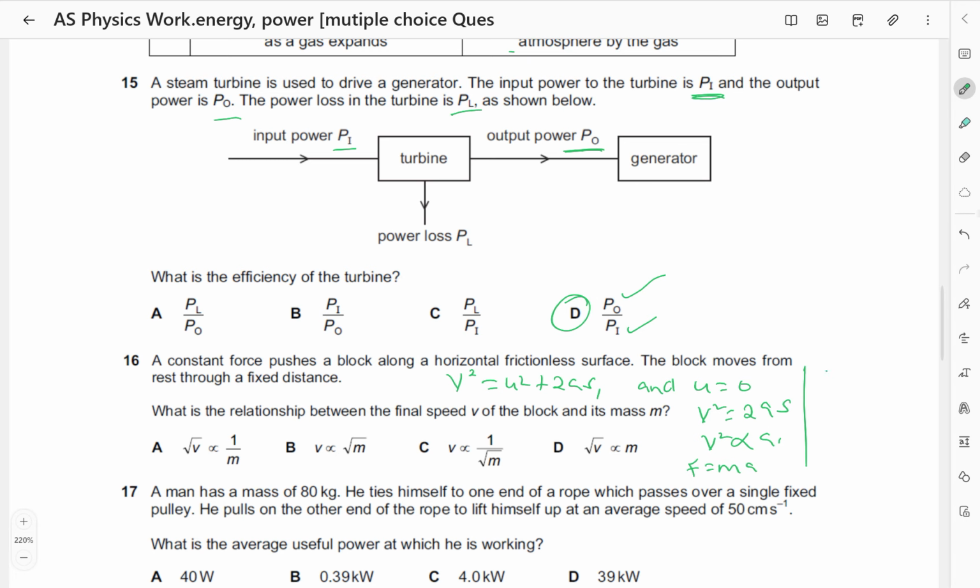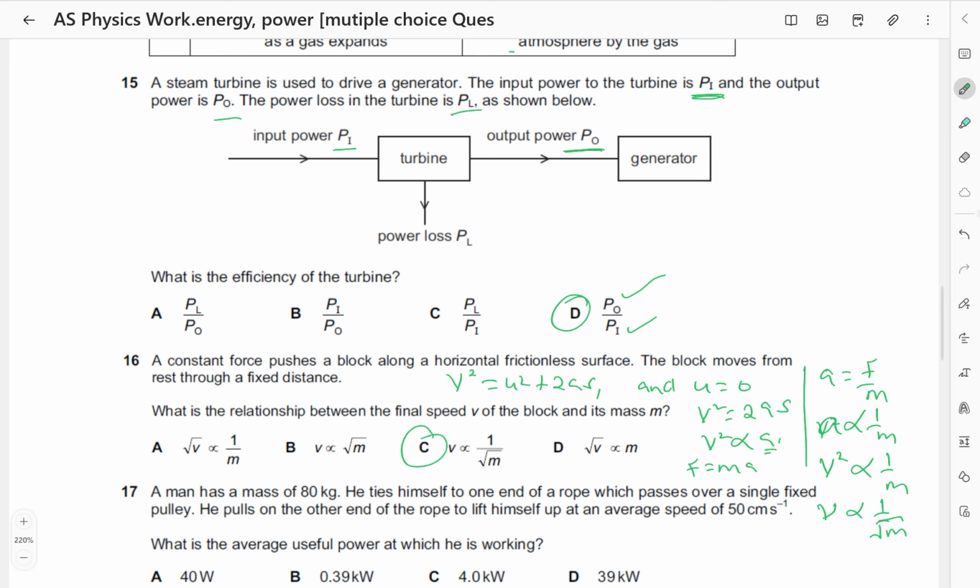It means acceleration is equal to force over m, so acceleration is inversely proportional to mass. It means that v squared is going to be inversely proportional to the mass. Since it is proportional to a and a is inversely proportional to m, v squared is inversely proportional to m. That means when I remove the square root, v is going to be inversely proportional to the square root of m, which means our answer is going to be C.